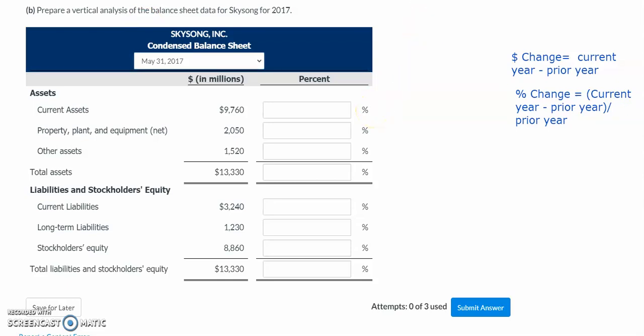Basically, for our current assets, we're going to take 9760 and divide it by our total assets, 13330. And you're going to get a percentage. So that means that our current assets are 73.2% of our total assets. So the majority of our total assets are current assets.